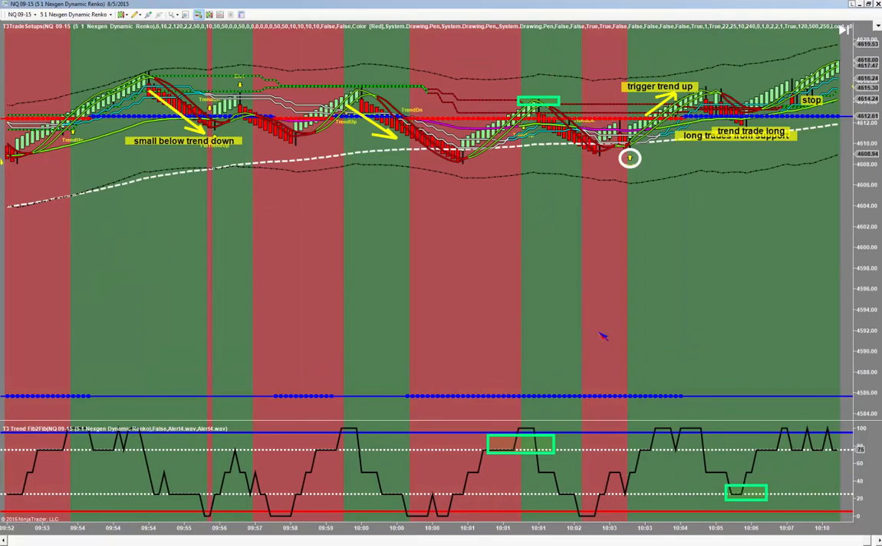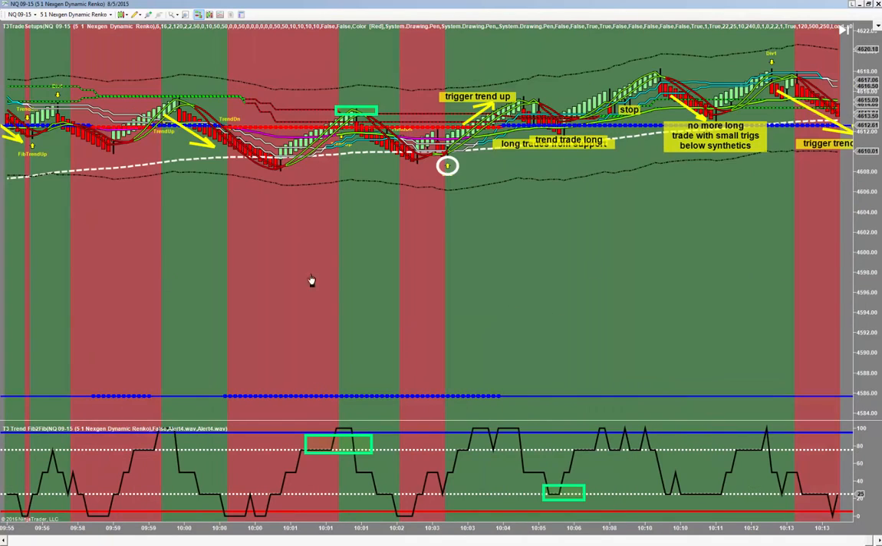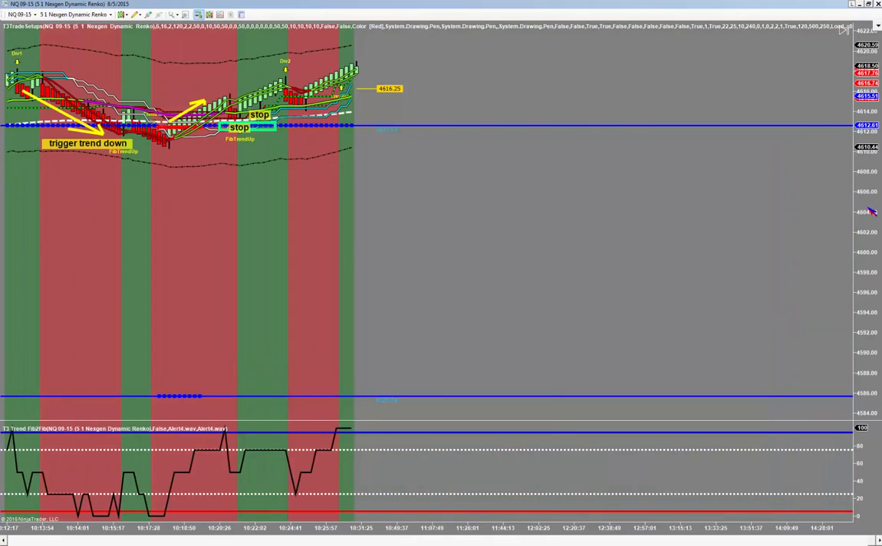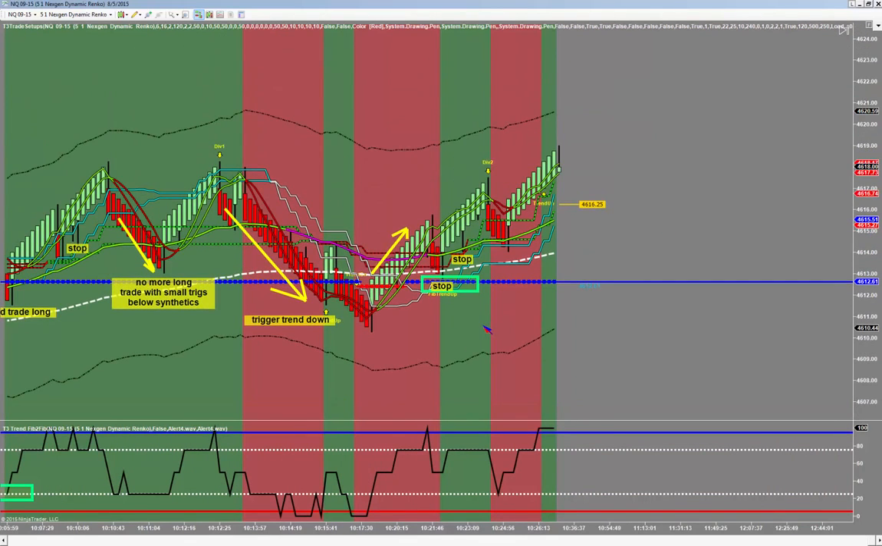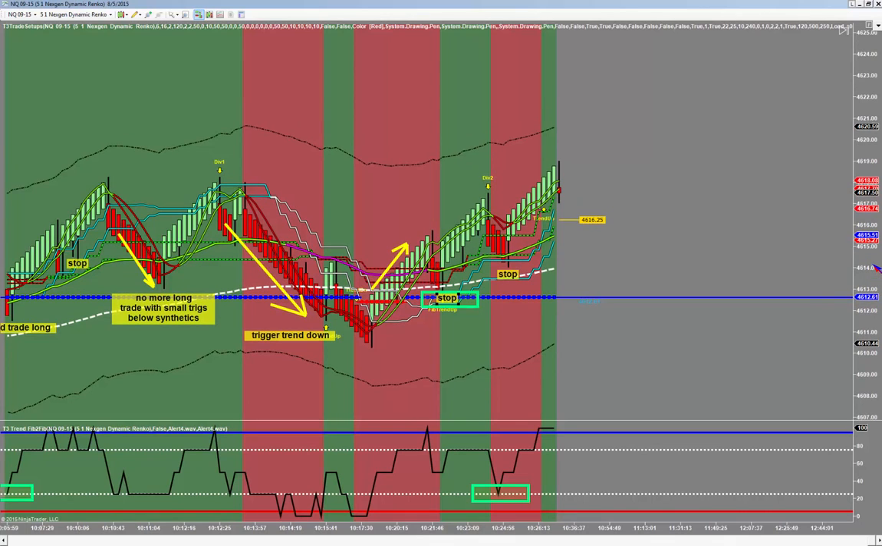All right, so let's go back to where we're at. All right, guys. So you're either still in your trade or you basically have another long trade, right? So if you got out with divergence, your small triggers are still above all of your synthetic triggers. So it's up until further notice. How high is it going to go? I have no idea.